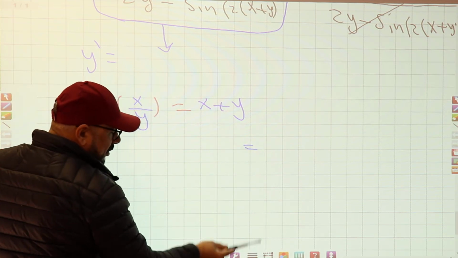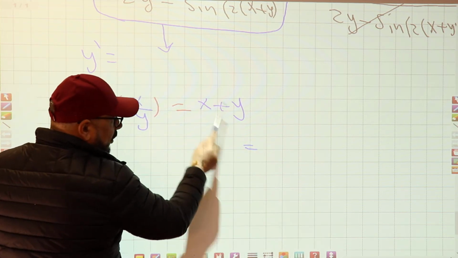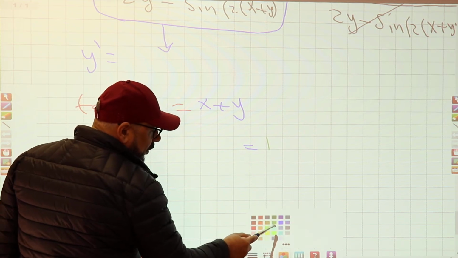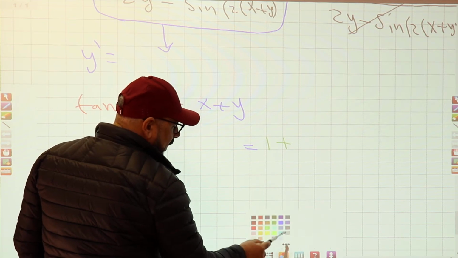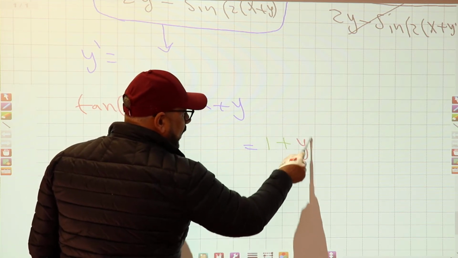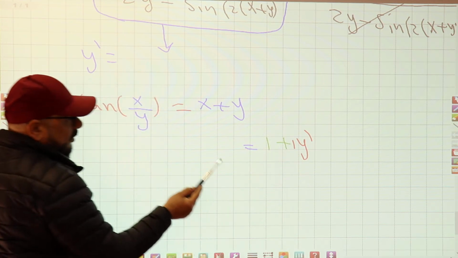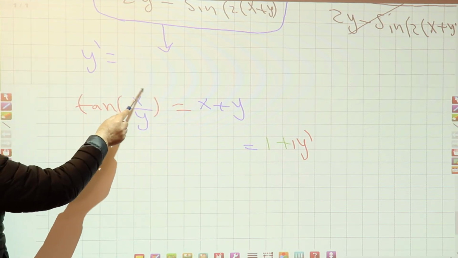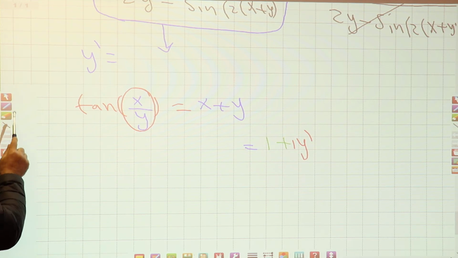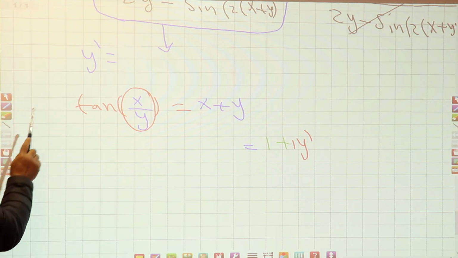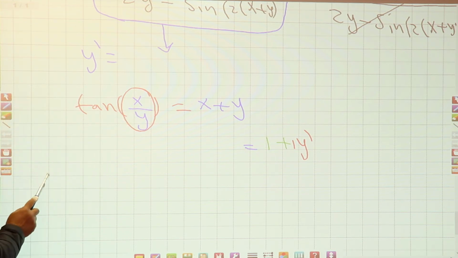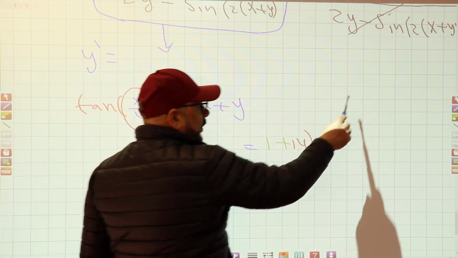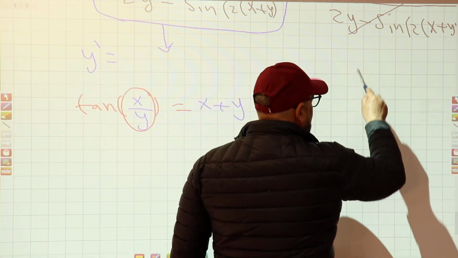You can derive this side. The derivative of x is 1. The derivative of y is 1, but because it's y, it's 1 y prime. I don't have to write 1, but I'm writing it just for you. And here, we have to derive the angle first, using the quotient rule. Now we have x and y. How do we derive x over y?